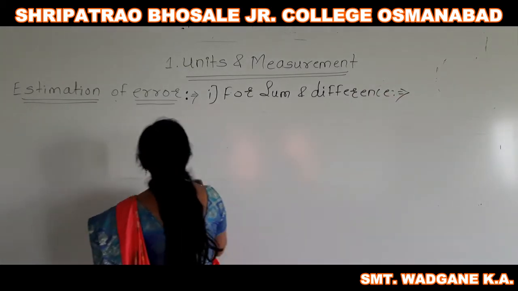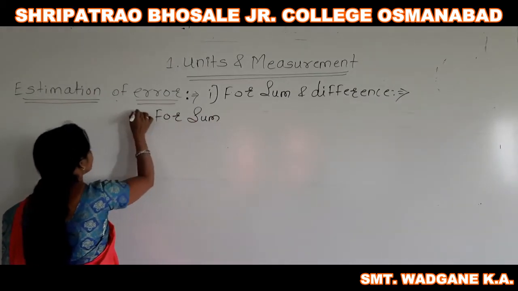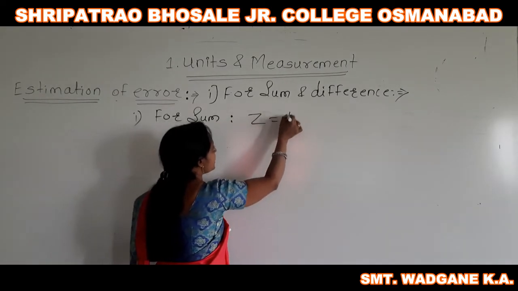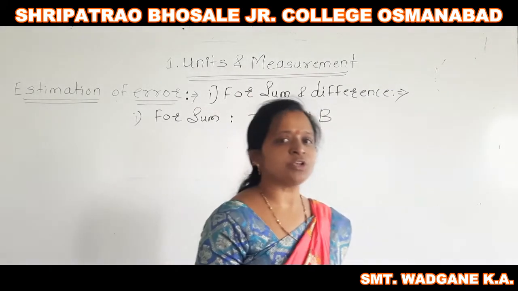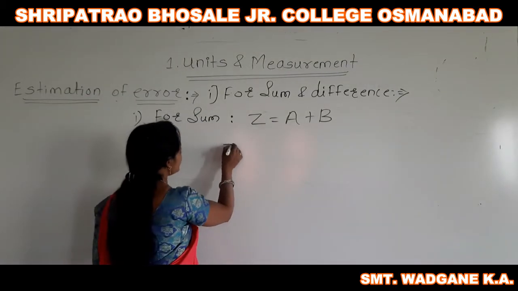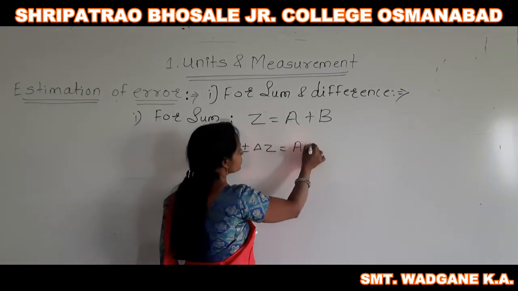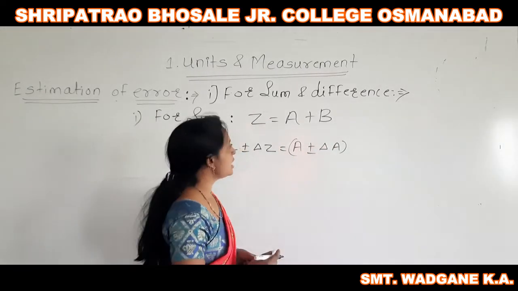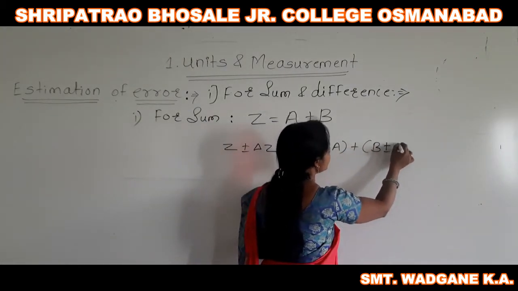Firstly, we discuss the sum. For sum, let us consider Z is equal to A plus B. Here, A and B are the two physical quantities. Then the measured value in case of Z is Z plus or minus delta Z. In case of A, A plus or minus delta A, and delta A and delta B are the errors in the measured values of the A and B physical quantities, B plus or minus delta B.